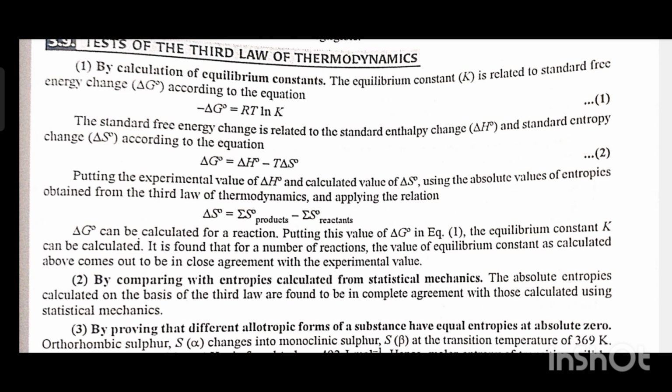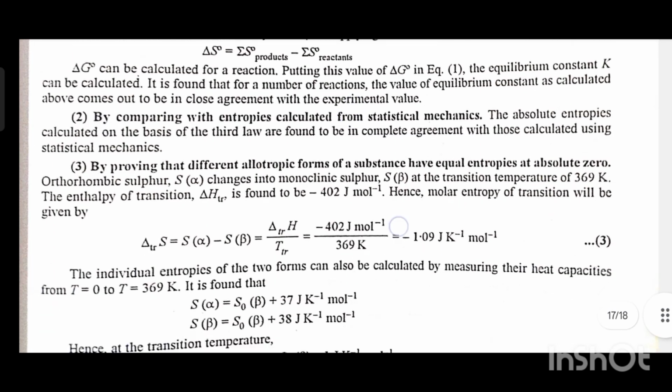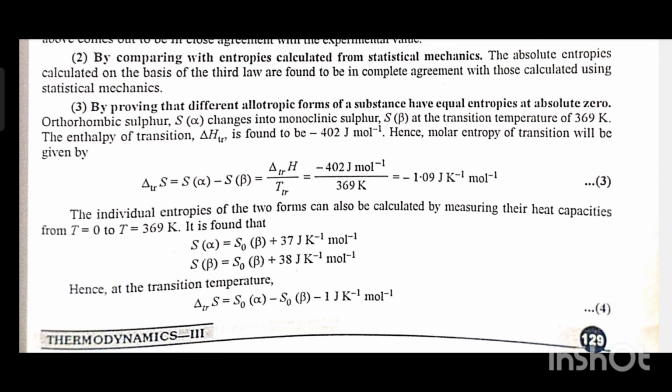Number 2, by comparing with entropies calculated from statistical mechanics. The absolute entropies calculated on the basis of the third law are found to be in complete agreement with those calculated using statistical mechanics. Number 3, by proving that different allotropic forms of a substance have equal entropies at absolute zero.